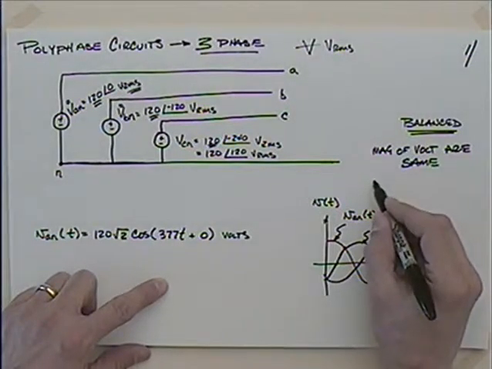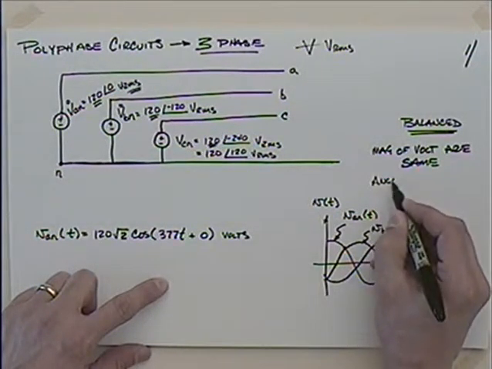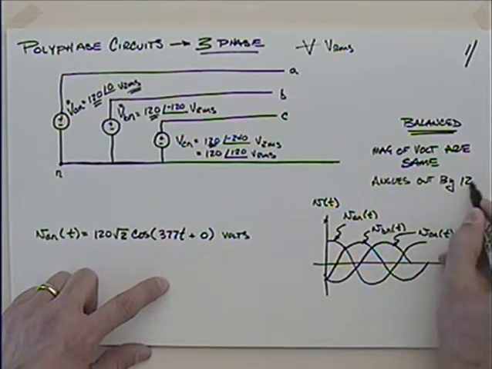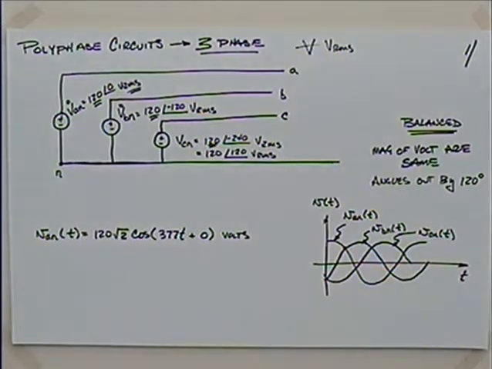The second criterion is the angles. The angles are out by 120 degrees. So whether we subtract the angles or add the angles, there are 120 degrees between each of them. If we take 360 and divide by 3, that should make sense. We've got 120 degrees between each of those angles, and I'll show those in a phasor diagram pretty soon.